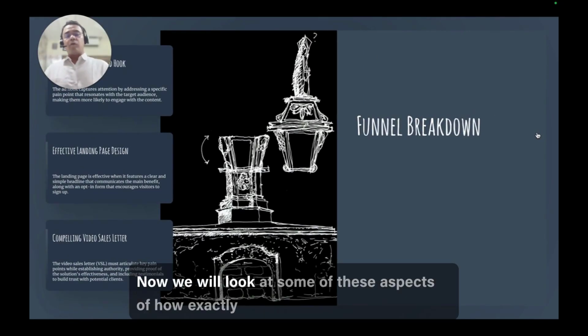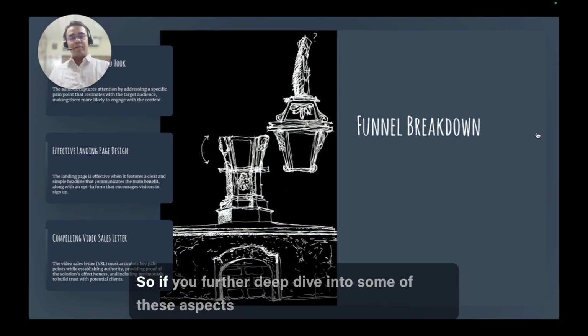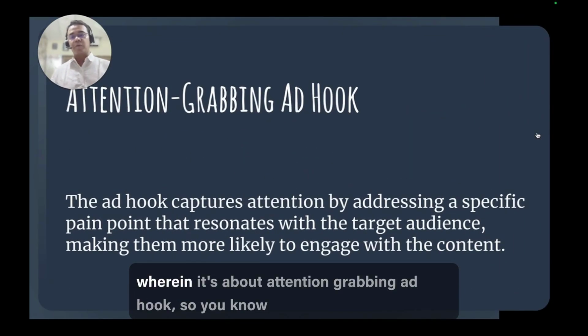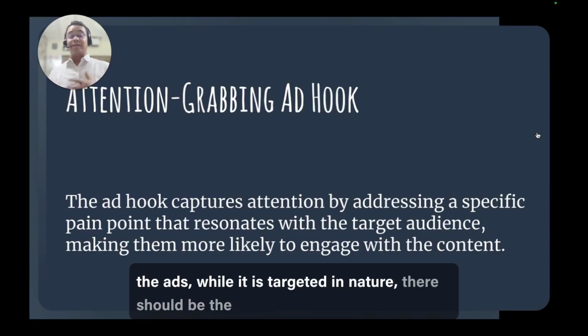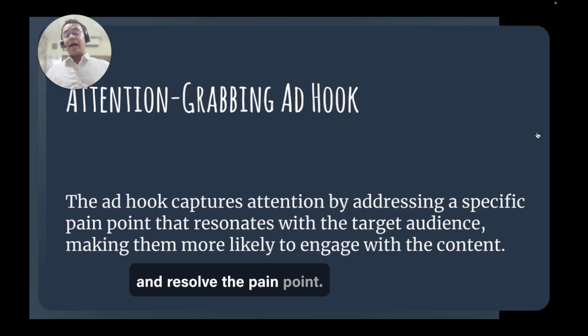Now, we will look at how exactly to break down the funnel. If you deep dive into some of these aspects, it's about the attention-grabbing ad hook. While the ads are targeted in nature, there should be a hook which leads to understand, identify, and resolve the pain point that a target customer could resonate with. So it's proactively looking at and assessing the situation or the problem statement of a customer to engage with the customer in a very holistic manner.